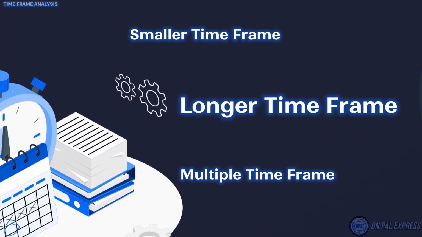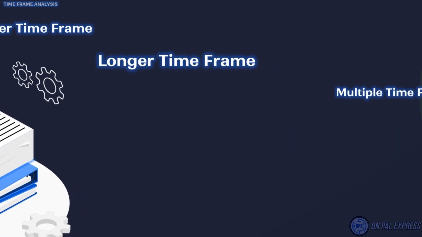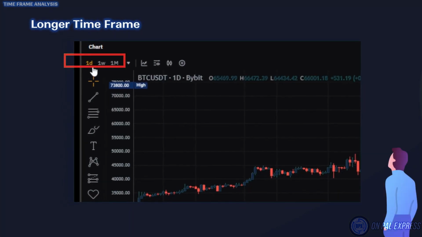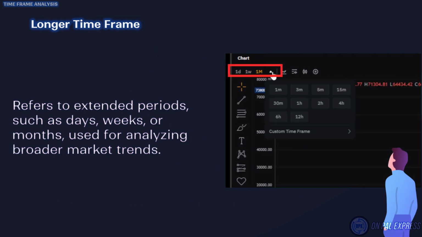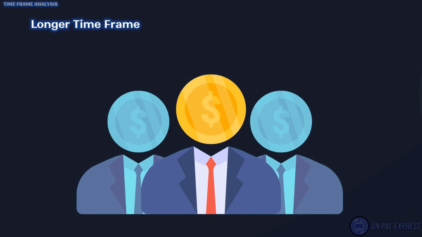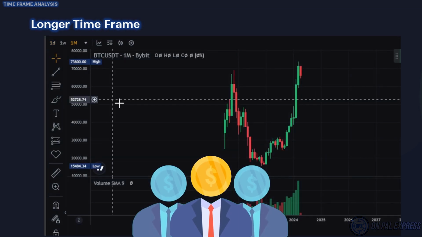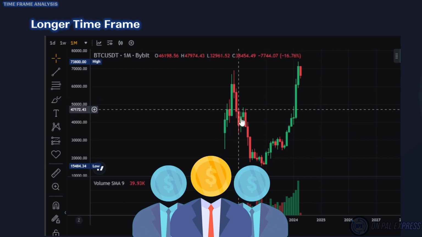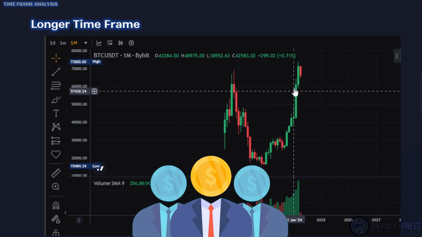The next type of time frame is the longer time frame. A longer time frame in crypto trading refers to extended periods, such as days, weeks, or months, used for analyzing broader market trends. This approach is often associated with investors looking for sustained market movements rather than short-term changes, providing a more comprehensive view of the overall market direction.